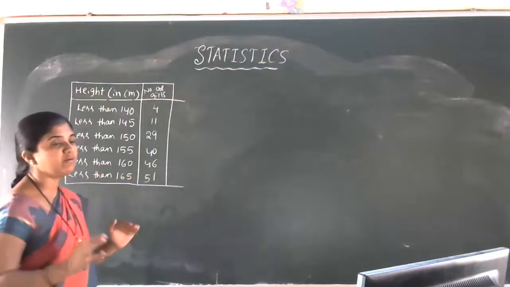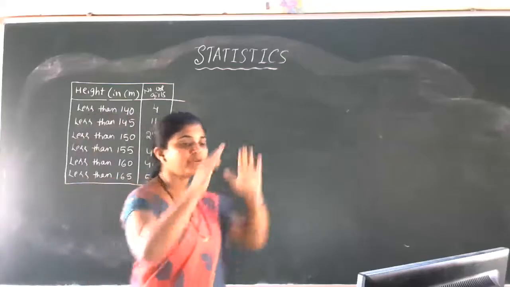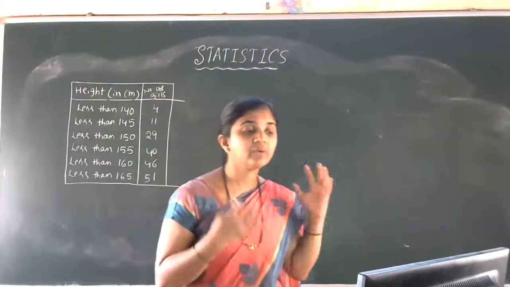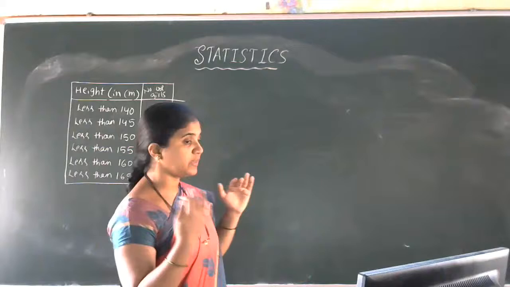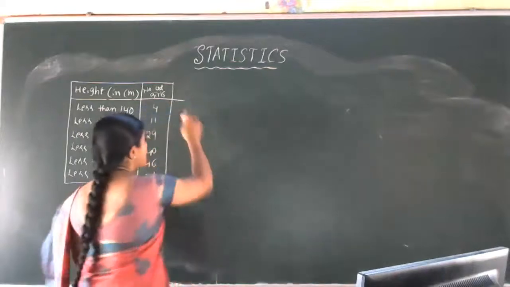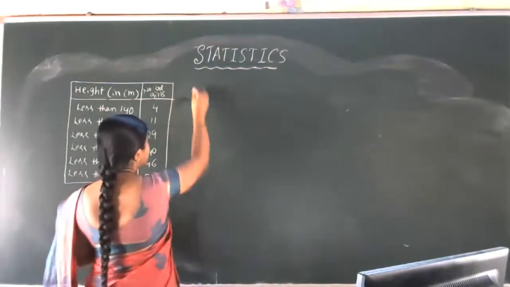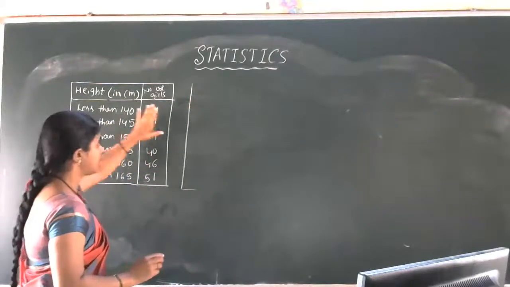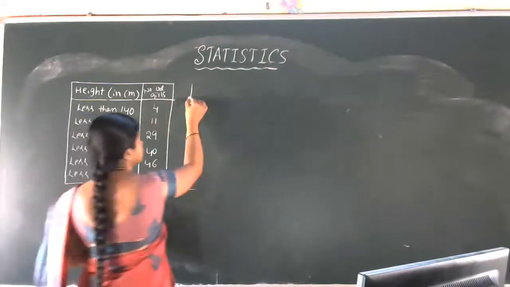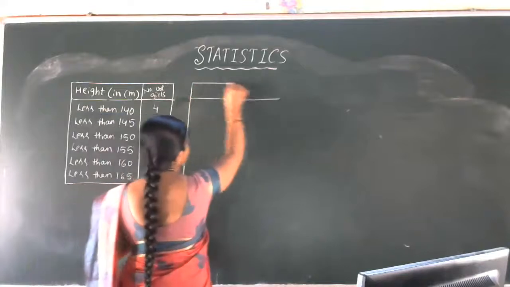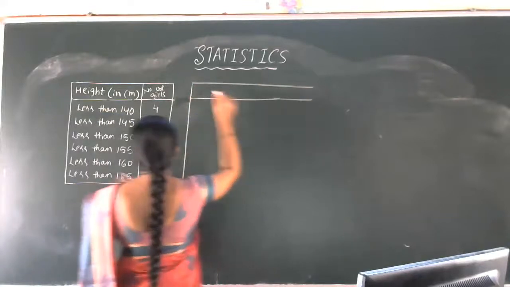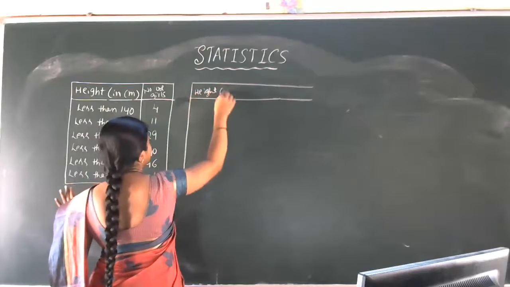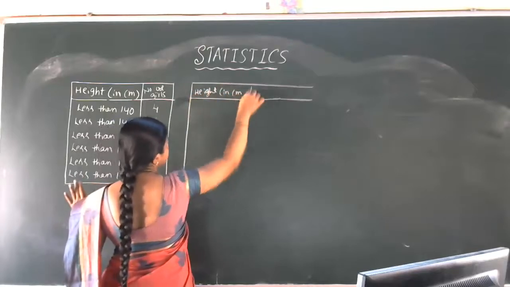Now we have to convert this into the form of class intervals. We have to prepare one table and write the less than form in class interval form. This is the question given; now we are going to write the solution part. First we prepare the table. First is height in centimeter.